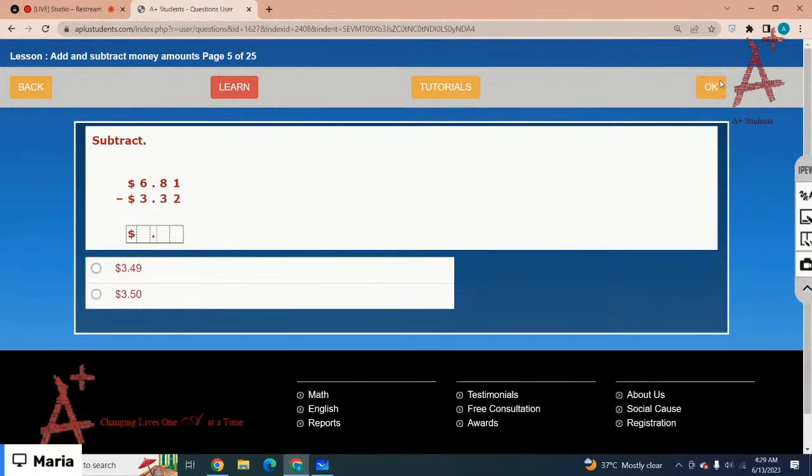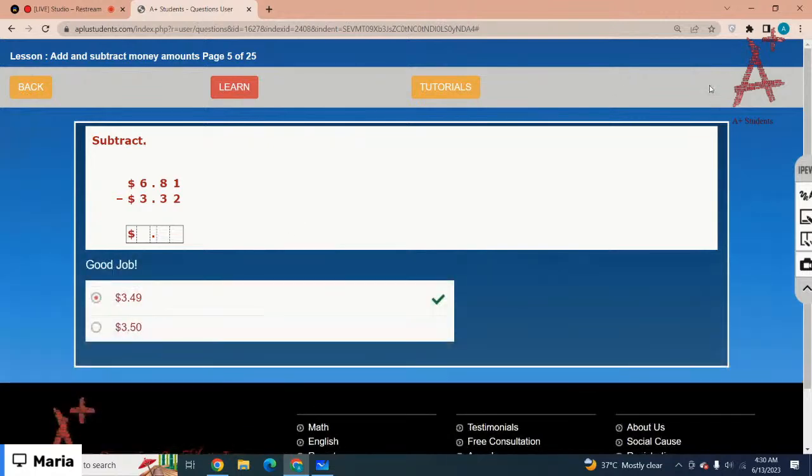Okay, which is the correct option? 6.81 minus 3.32. So which is the correct option? Just subtract and let me know the answer. It would be 3.49. When you subtract, the answer would be 3.49.